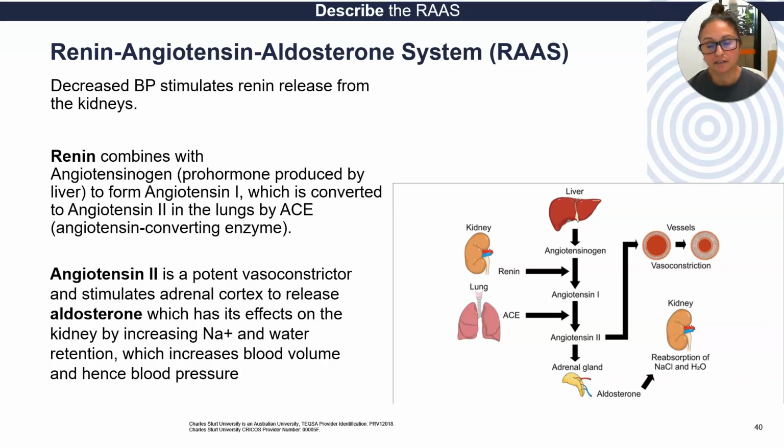Angiotensin 1 floats around, and then eventually it ends up in our lung tissue. In our lung tissue we have an enzyme that lives there. That enzyme is called ACE, not because it's awesome, because ACE stands for angiotensin converting enzyme. So when angiotensin 1 interacts with ACE, it becomes angiotensin 2.